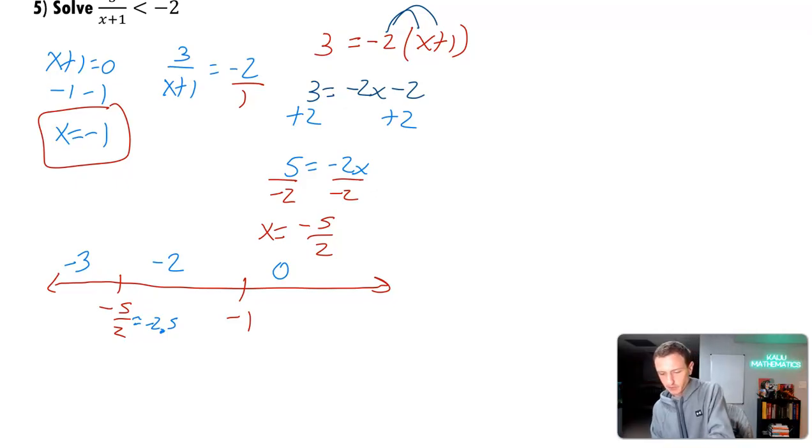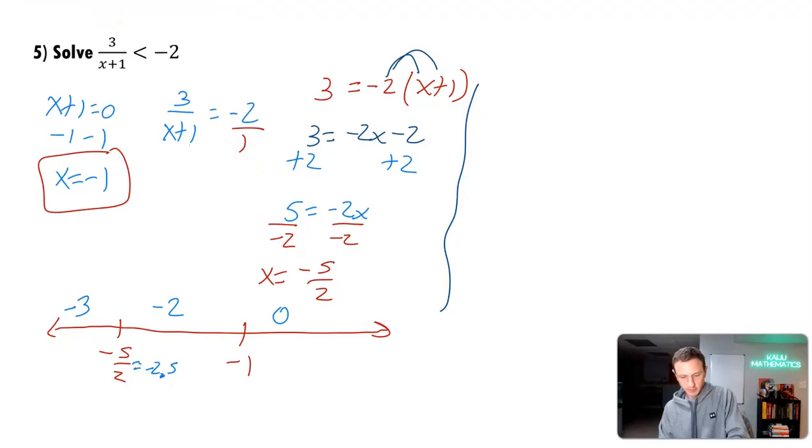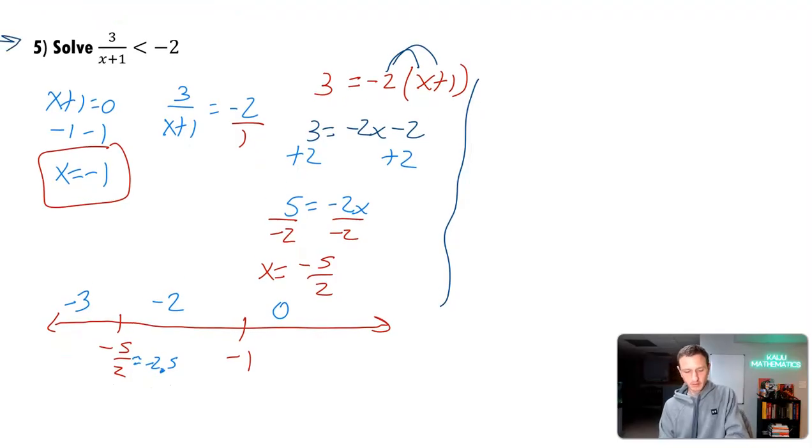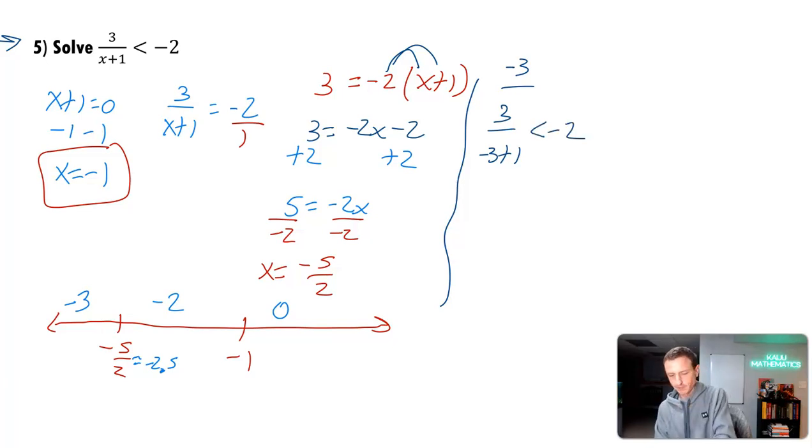I'm going to do my tests over here, some kind of room. I don't want to go too far down because I want to keep this in frame. So I'm going to test out -3. So let's test out -3. So -3 test is 3 over -3 plus 1 less than -2. So 3 over -3 plus 1 is -2 less than -2.